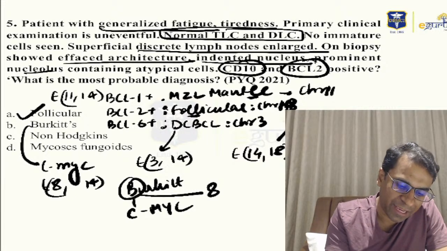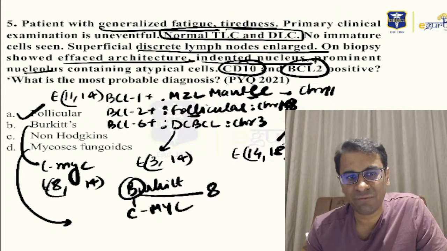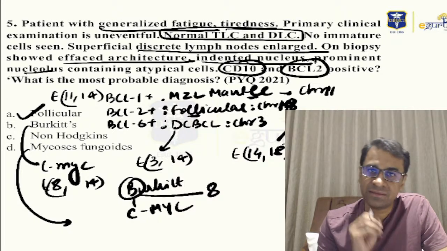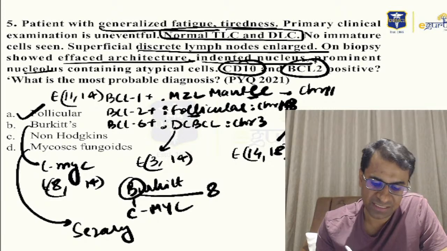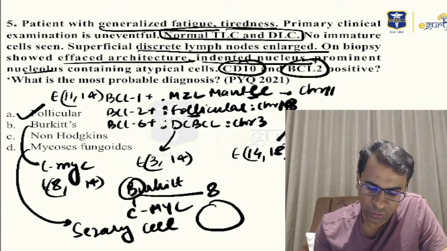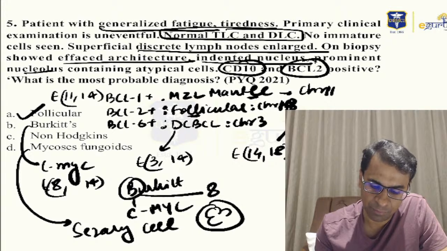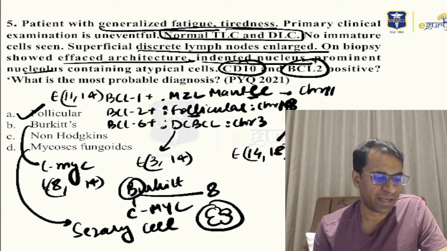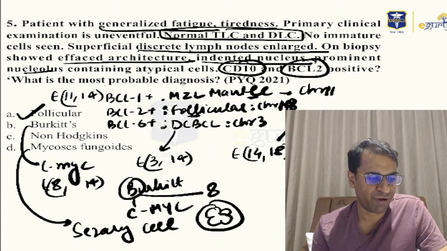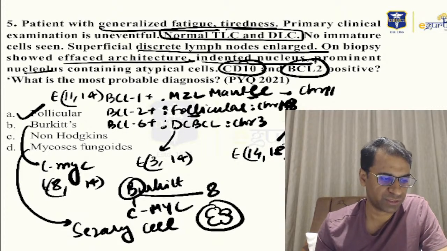Now what will mycosis fungoides show you? This will show you a Sézary cell. Very, very important. And how does the cell look? It looks like a lobated cell, with multiple lobations like this. It is called a Sézary cell, also called the cell of mycosis fungoides.